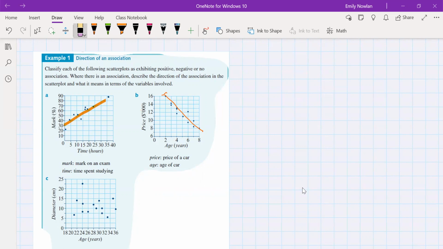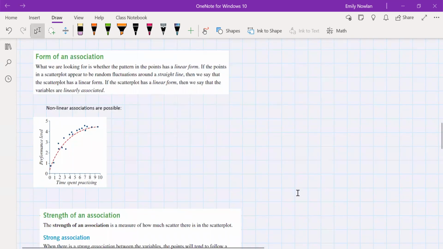And this one has no association at all. This one is the age in years. As the age of a person goes up, I think they're measuring their calf diameter. There's no association between the age of a person and how big their calf is. So that one has no association.